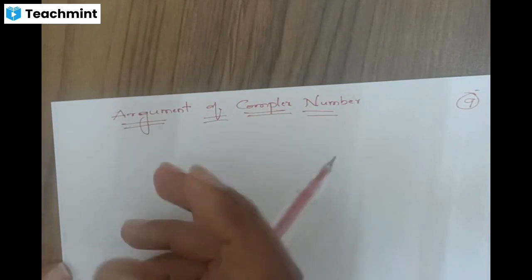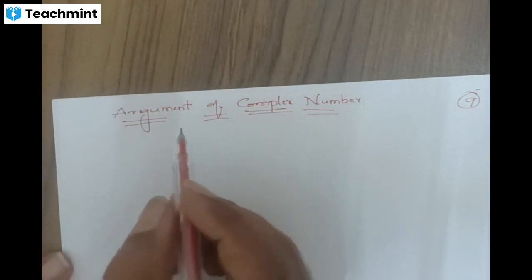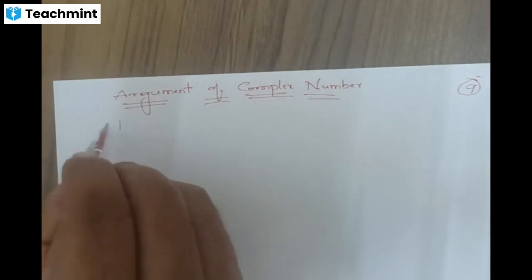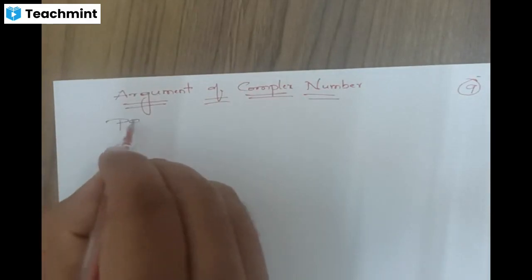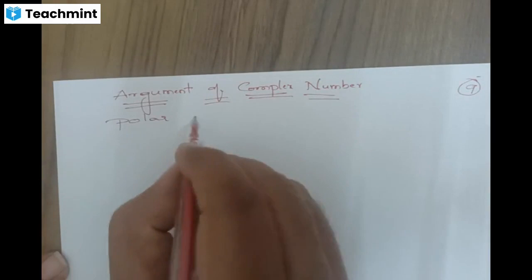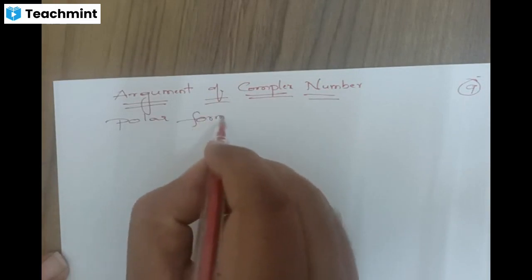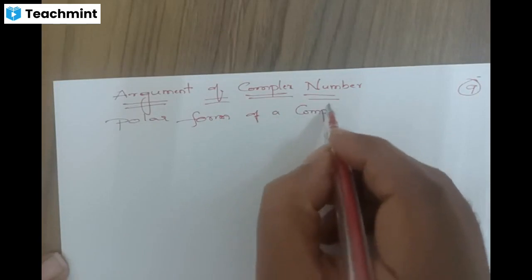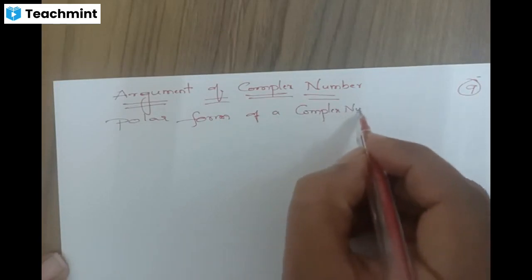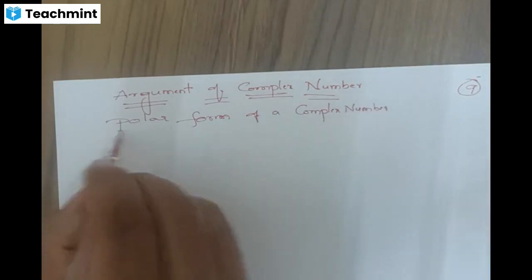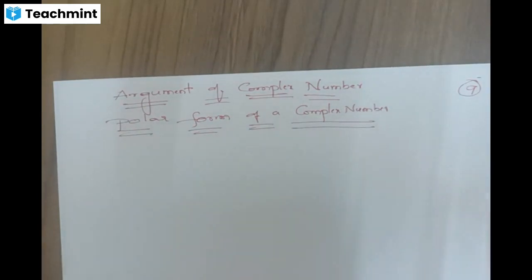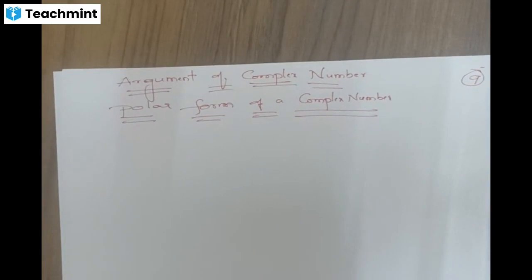So argument of a complex number. Argument means it's an angle theta. I will take the polar form of a complex number, because next I require to find the argument and all arguments of a complex number. What is a polar form?